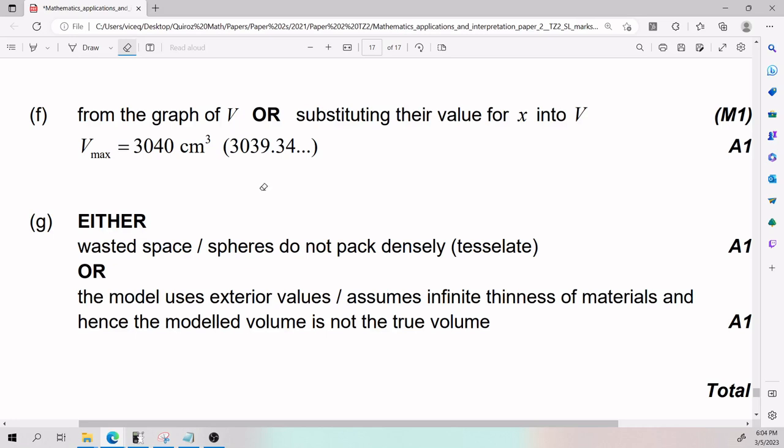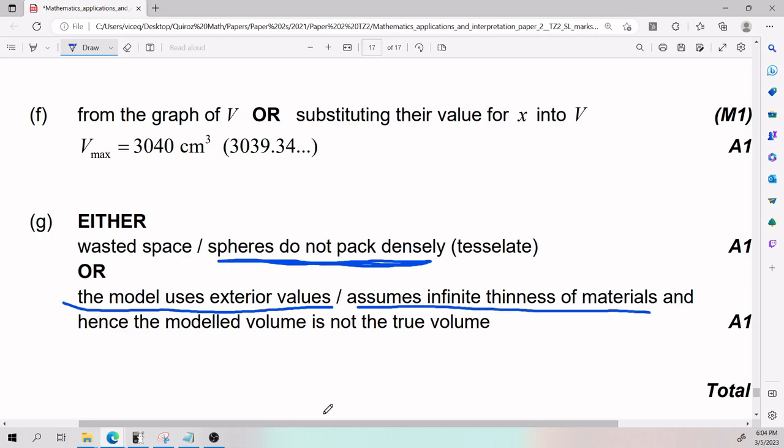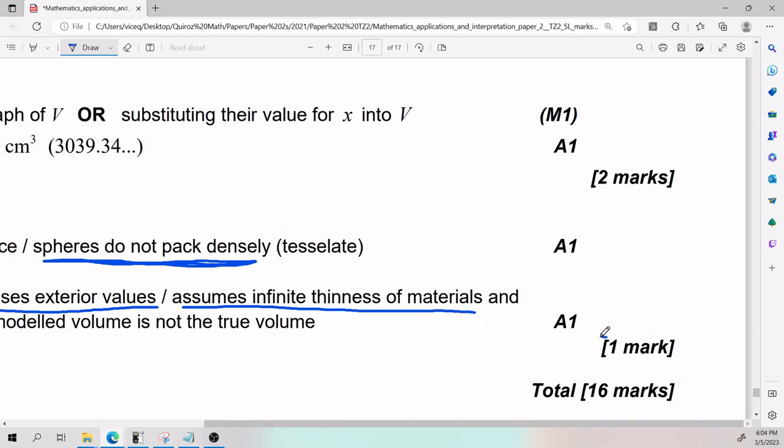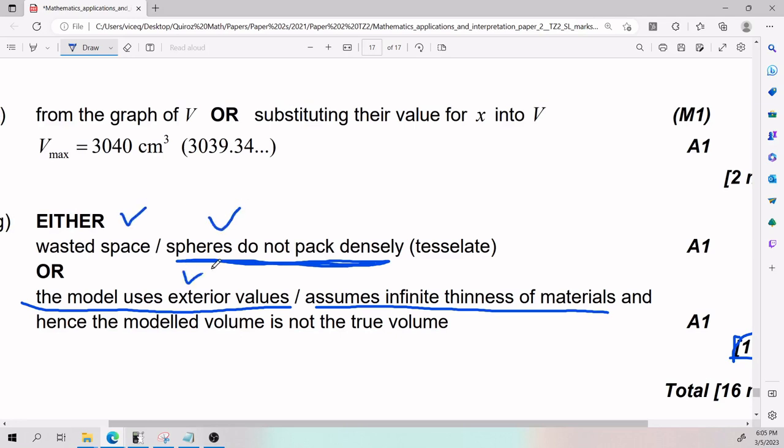So wasted space, or spheres do not pack densely, which is basically like, they don't pack like water. There's always going to be a little bit of gap of air between them. Or as I said, the model uses exterior values. You don't know how thick the packet of the chocolate is either. Point is, this is worth 1 point. There's a lot of different things you can say. You do not have to say all of these 4 things to get 1 point. As long as you say 1 out of 4, you're good to go.